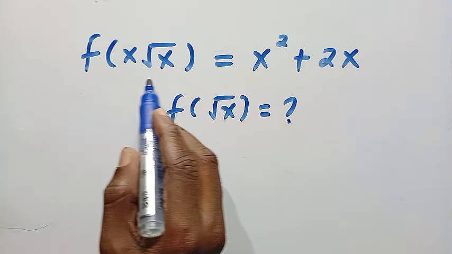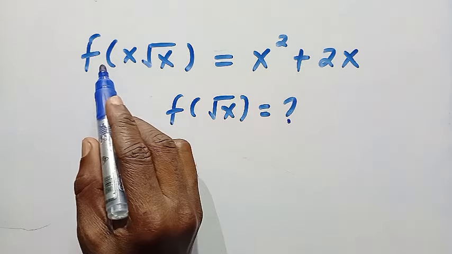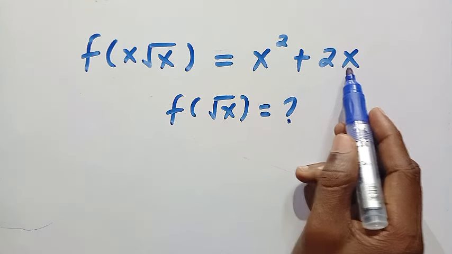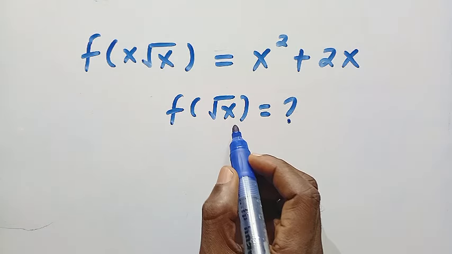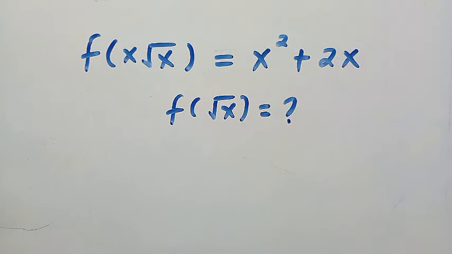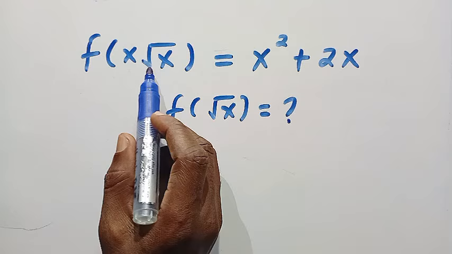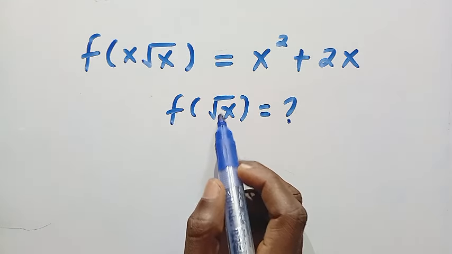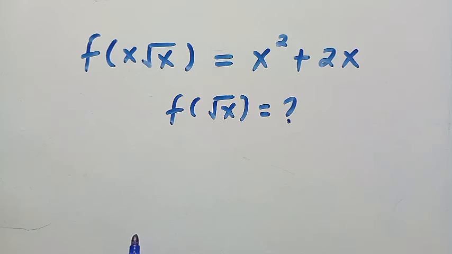How to solve these nice functional equations given that f of x root x equals x squared plus 2x, and what is f of root x? The first thing we are going to note in this functional equation is to try and understand the domain of these functions. There is a root, which means not all numbers will satisfy this. And here as well, we have to find f of root x.